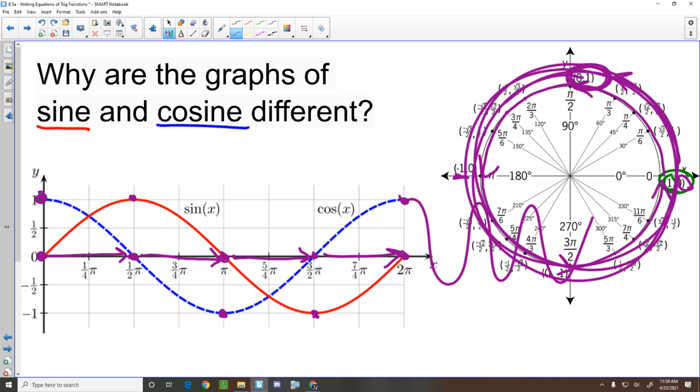So if I took the sine of 3,000 degrees, it's going to be a number on here. It's going to be something between a negative 1 and a positive 1. And so that's how we get that actual wave shape. Cool?